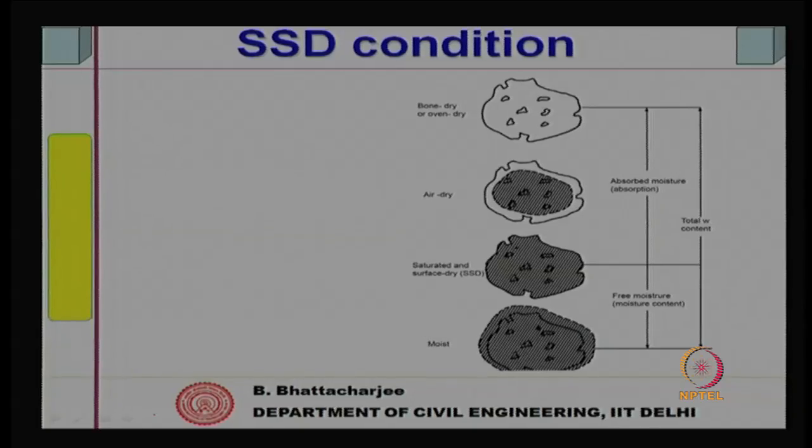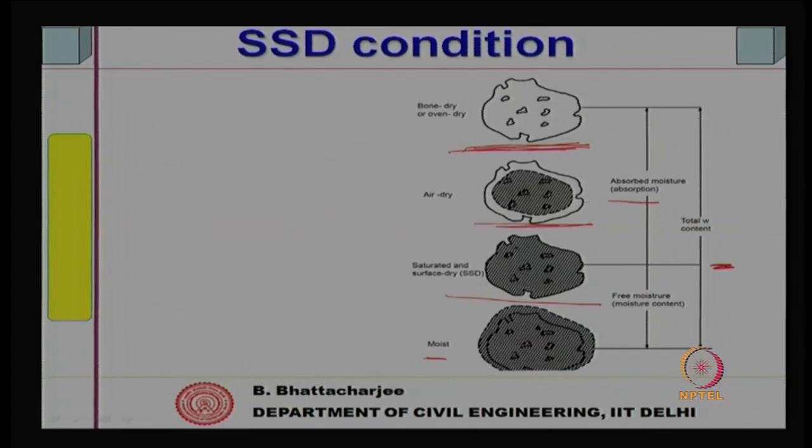This illustrates what is SSD condition. This is bone dry, fully oven dry situation, there is no water, there are pores, no water. If you come to this, this is air dry, that means the surface has dried out fully up to a certain depth, but moisture is still inside. If it is saturated surface dry condition, there is moisture inside all through, but on the surface there is no moisture, and if moist even outside, you will have a layer of water. So, this is our standard condition, right.